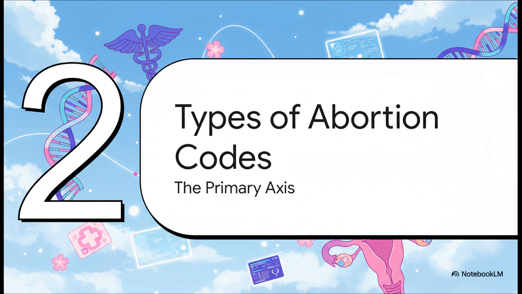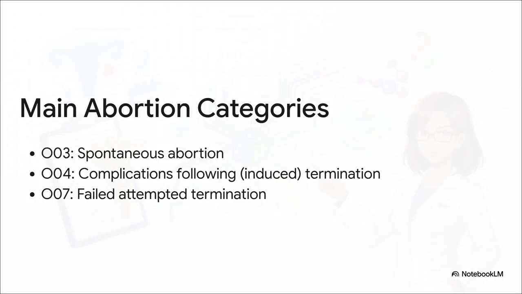Okay, now let's get into the nitty-gritty. When you're looking at a chart for an abortion, the very first question you have to answer is, what type of abortion are we dealing with? This decision right here dictates the entire path you're going to take. Everything, and I mean everything, is going to fall into one of these three buckets. Was it spontaneous? Was it a complication that happened after an induced termination? Or was it a failed attempt to terminate? You have to nail this first step.